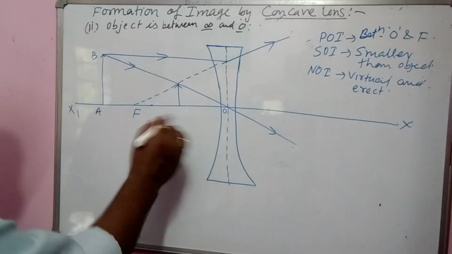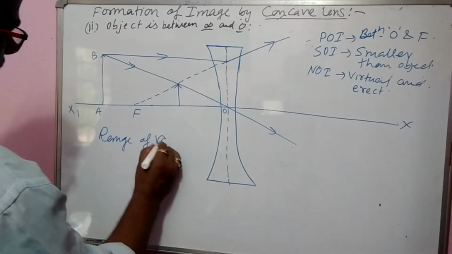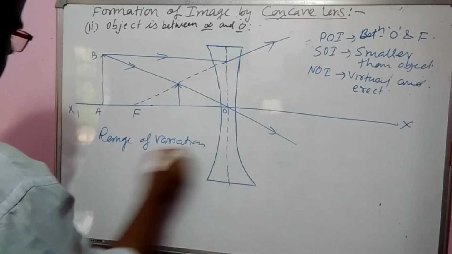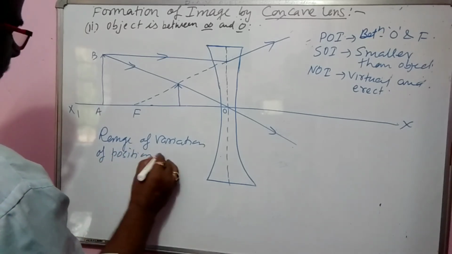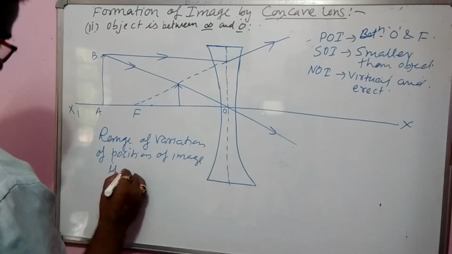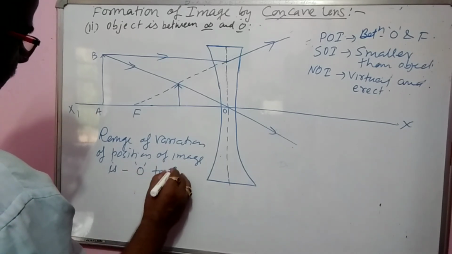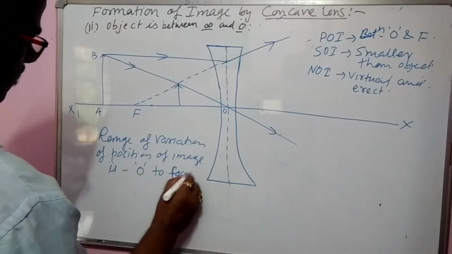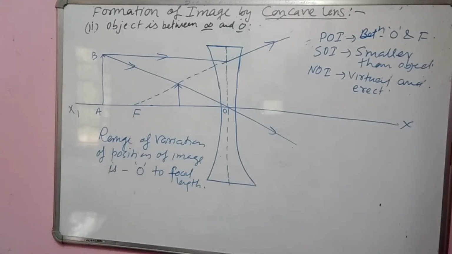The range of variation of position of image is 0 to F, 0 to focal length. 0 to focal length means it will be formed between focus and optical center.